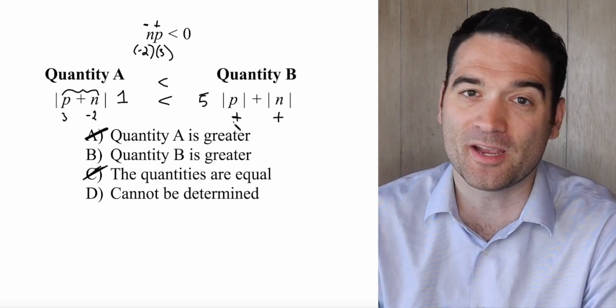And over here, if I make both of them positive first by taking the absolute value, and then I add them together, they're both going to get bigger, as in the result, the sum is going to be bigger. And that means that quantity B will always be greater.